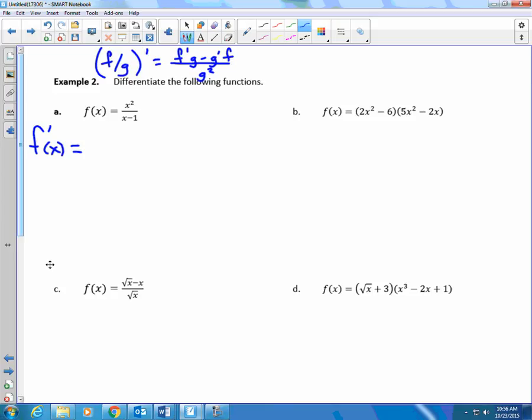F prime of x is equal to, I take the derivative of the top. So f is the top function. What's the derivative of the top? 2x times the bottom left alone, x minus 1, minus the derivative of the bottom, 1, times the top left alone, x squared, all over the bottom squared.